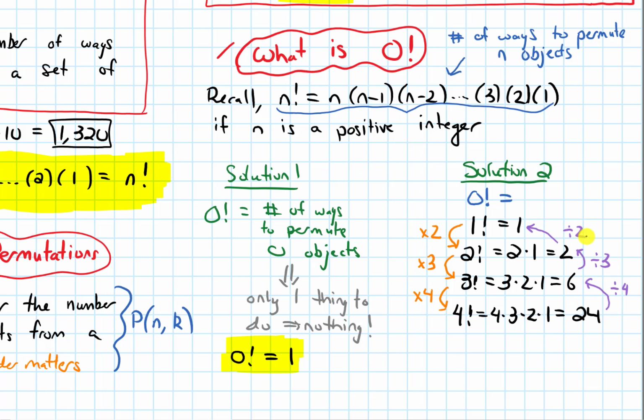So going with that pattern, to get from 1 factorial to 0 factorial, I should be dividing, whoops, let me give myself more room for this. We should be dividing by 1. And if you divide by 1, 1 divided by 1 is 1. And that is what it is. 0 factorial is 1. We've just shown it in another way.